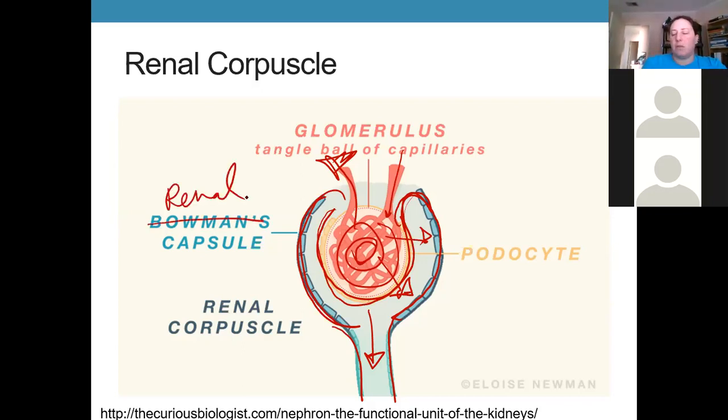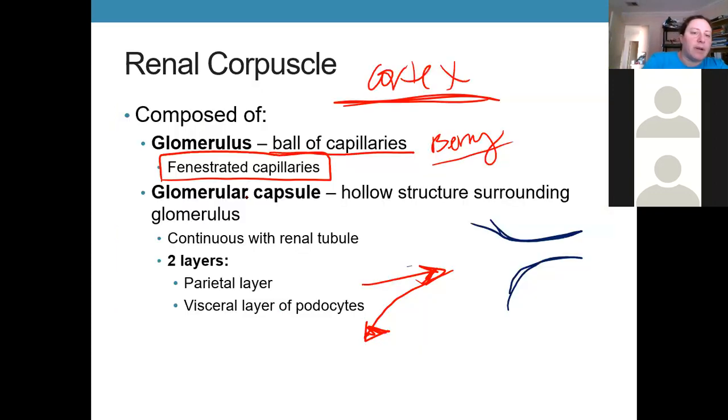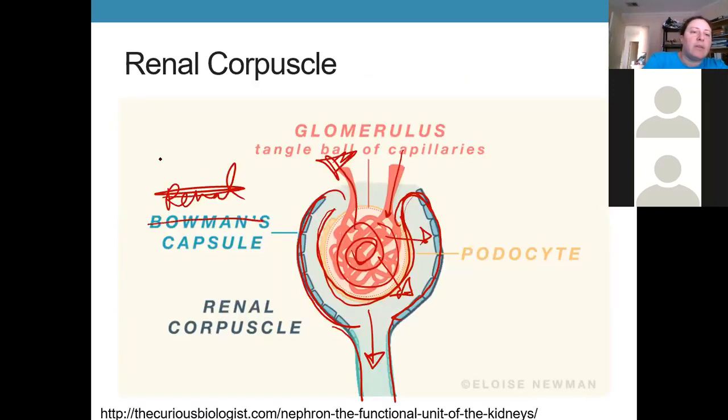Bowman's is the old name. Oh, glomerular, I do it every time. Bowman's is the old name. Glomerular is what we call it, okay? All right, so, corpuscle.